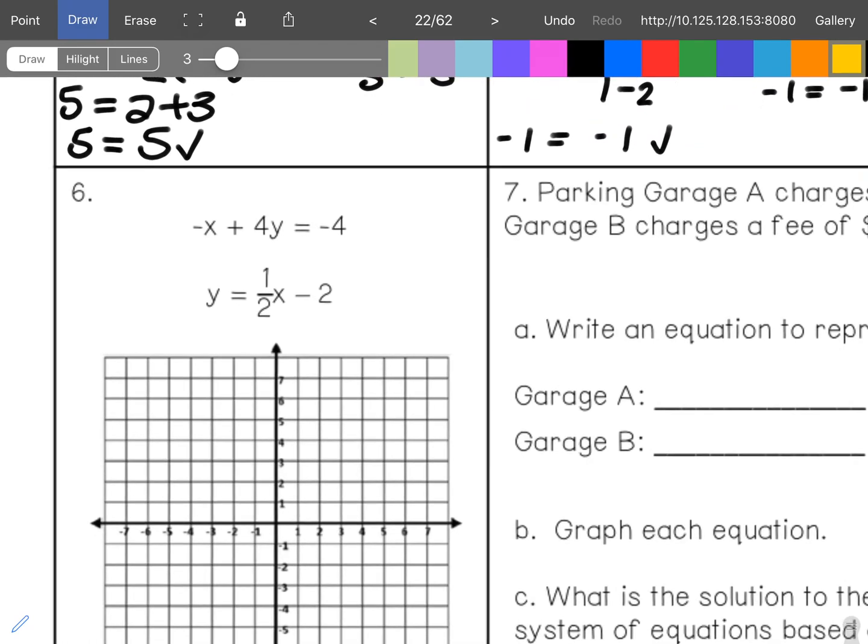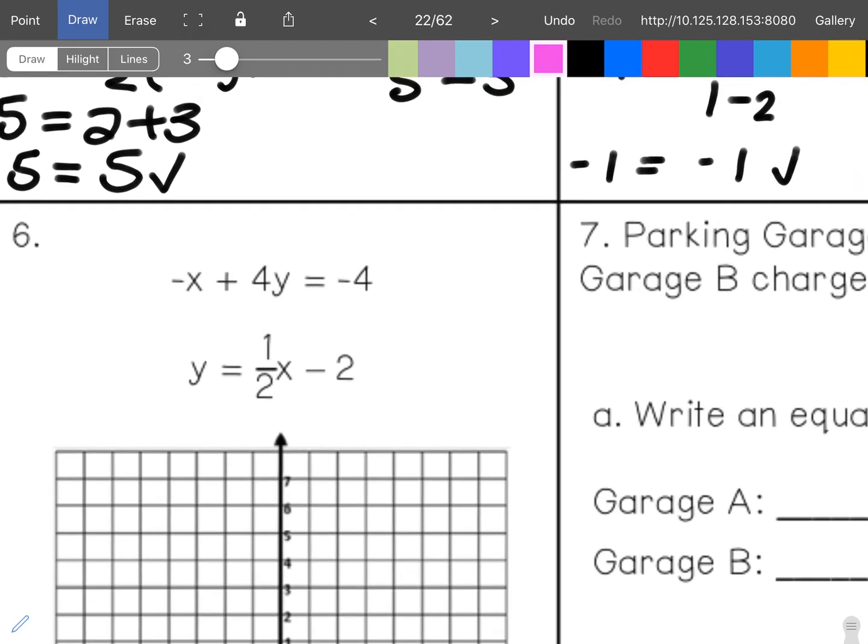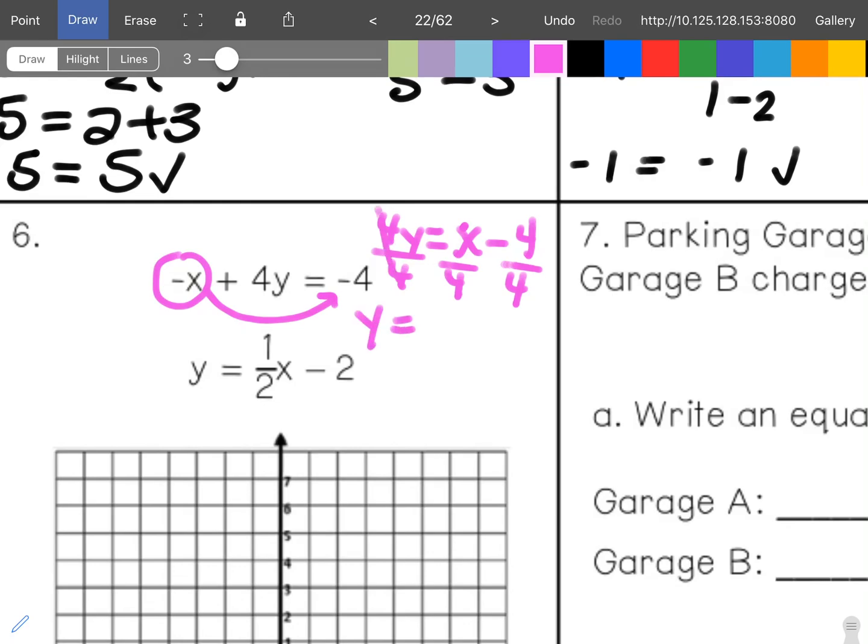Okay, number 6. So you would have to solve this one for y. Remember, we move this over. So we end up with positive 4y equals positive x minus 4. And then we have to divide by 4 all the way across. So we end up with y equals, now x divided by 4, there's really a 1 in front of it. So it's 1 over 4x. And then 4 divided by 4 is 1, so minus 1.